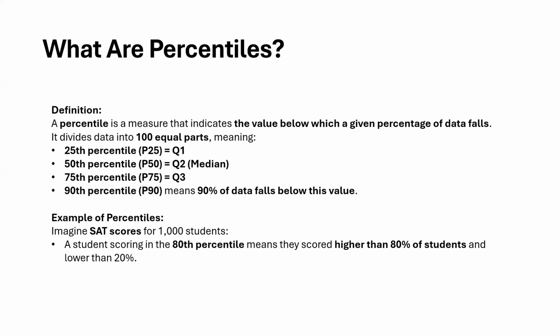So let's take an example. This is a very common example. You can imagine SAT score. We don't have SAT scores in India, so let's take CAT score. Imagine CAT scores for 1,000 students. A student is scoring in the 80th percentile. So what does it mean? Any random guess? Don't read from the screen, you can make any random guess about what it is representing.